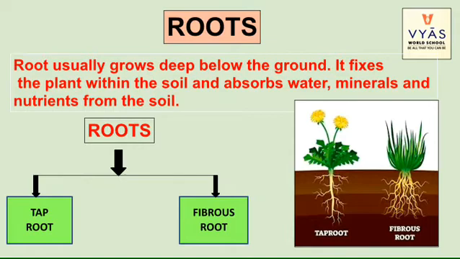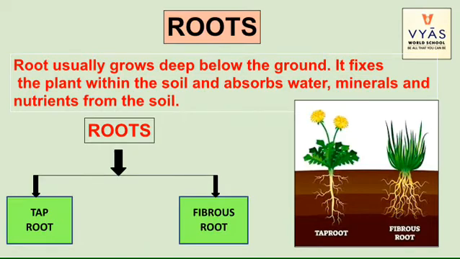Children, in this video module we are going to study about the two main parts of the plant, that are the roots and the stem or the shoot. The rest of the parts of the plant we will discuss in the other video. Okay, so now let us study about roots.